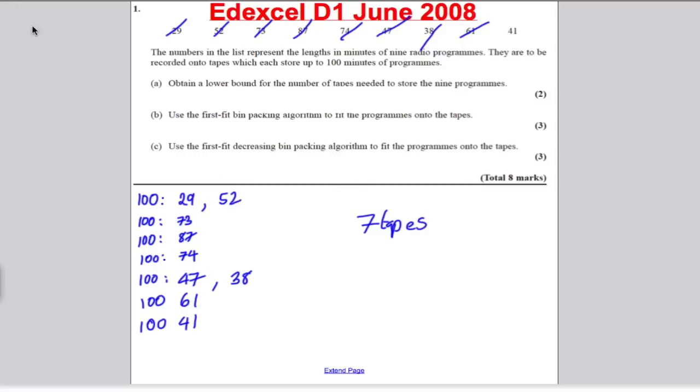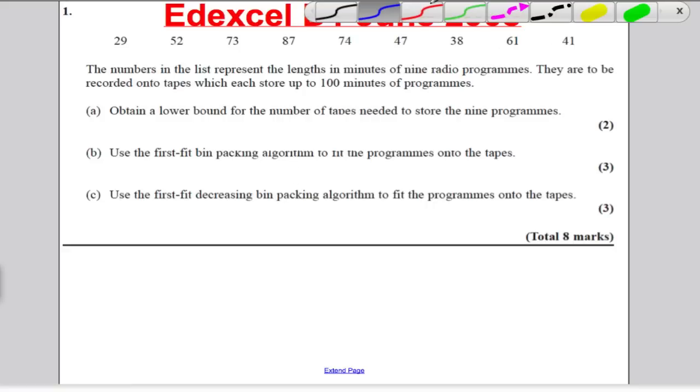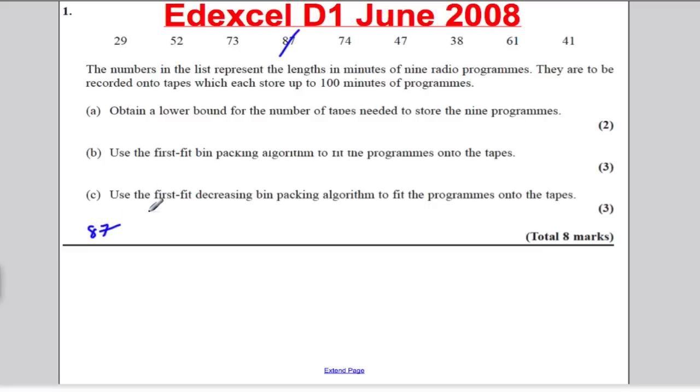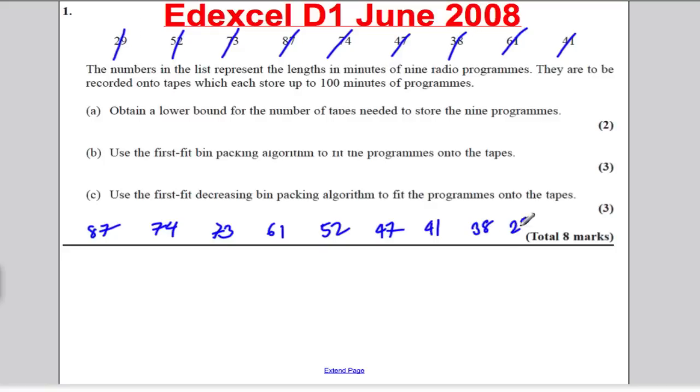Okay, first fit decreasing. For the last one, first fit decreasing, let's put them in order from biggest to smallest. So biggest was 87. Okay, then we'd have had 74 here. Then we'd have had 73 here. Then we'd have had 61 here. Then we'd have had 52. Then we'd have had 47 and 41. Then we'd have had 38 and 29. So they are in a decreasing order now.